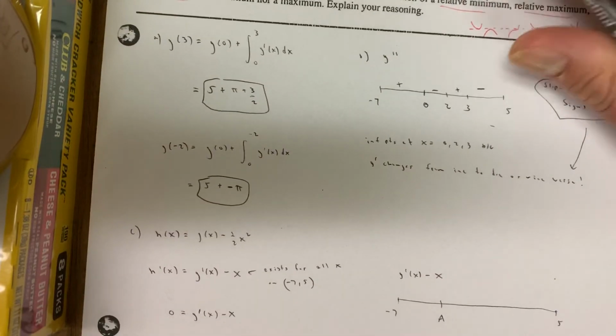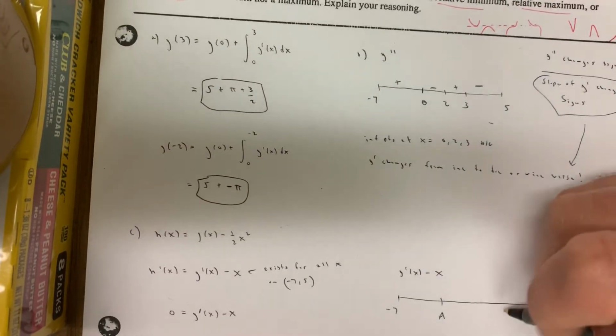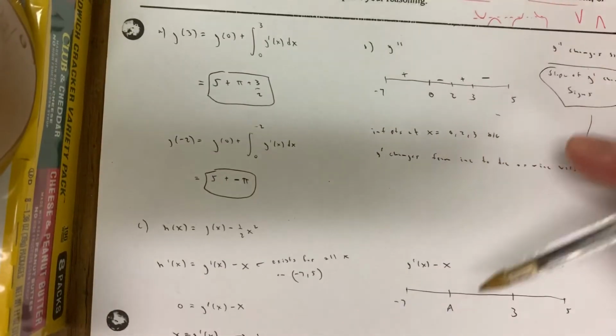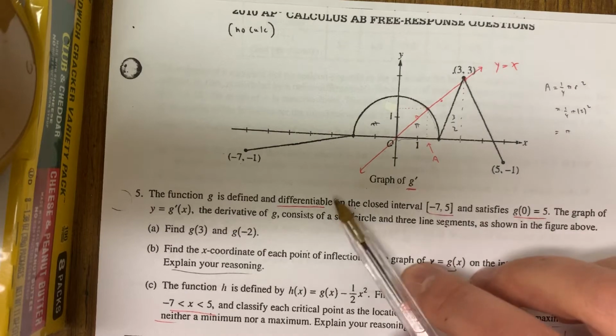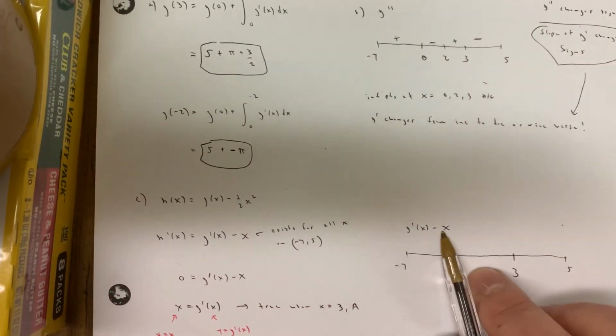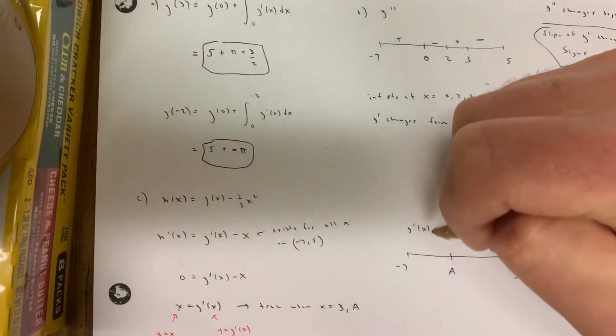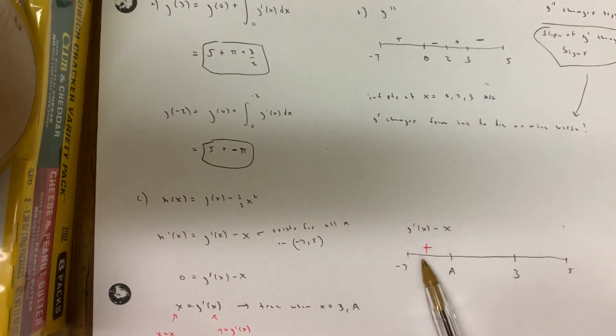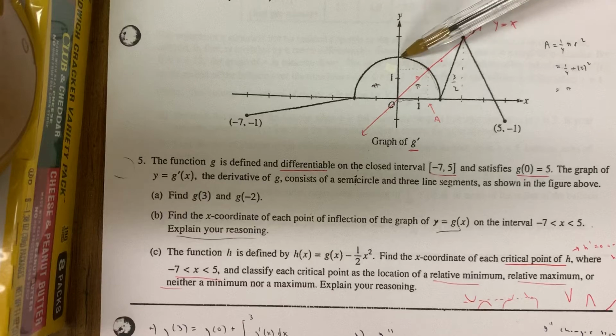So I know a is less than 3. So 3 is the other one right here. Then you can just really think about it. If g prime of x minus x, you want to know if it's positive or negative. Well, from -7 to a, you can see that g prime is always greater than x, okay? And if g prime of x is greater than x, that means that when you subtract the x from g prime of x, you're going to get a positive back. You can even use a number. Plug in like a 0 here. g prime of 0 is 2. And if you plug a 0 into x, you get 0 back.